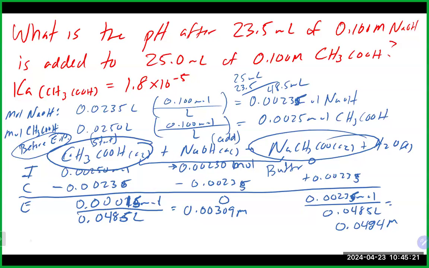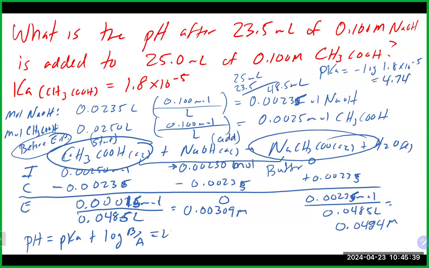We should be able to go into our pH is equal to pKa plus the log of the base over the acid. Our pKa value in this case will equal minus the log of 1.8 times 10 to the minus 5. That's going to be 4.74. That'll give us 4.74 plus the log of the base part, which should be this guy here at 0.0484 divided by our acid, which is 0.00309, I hope.